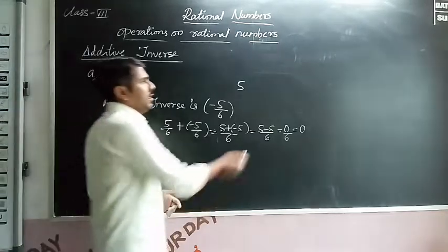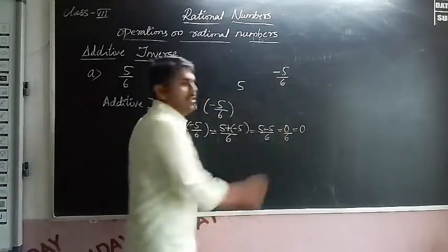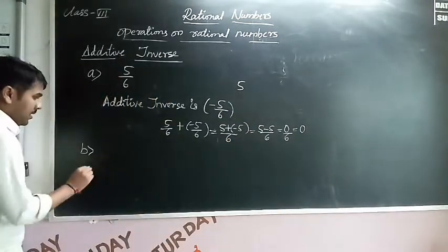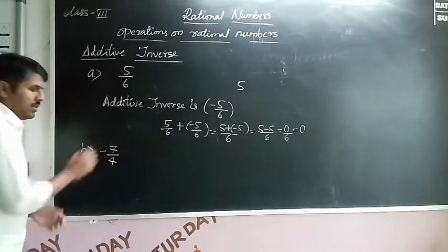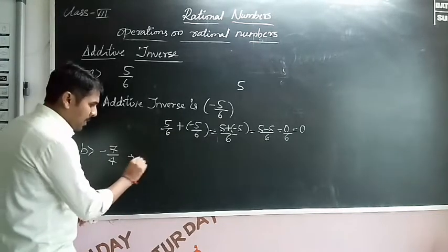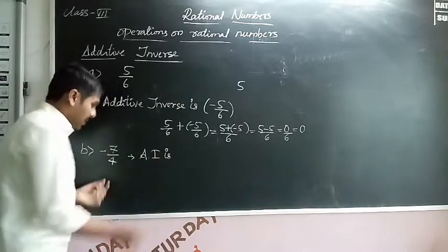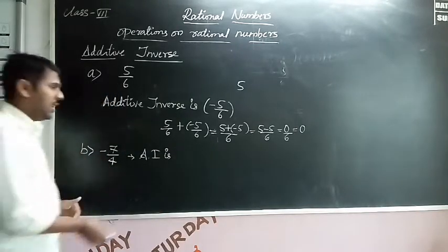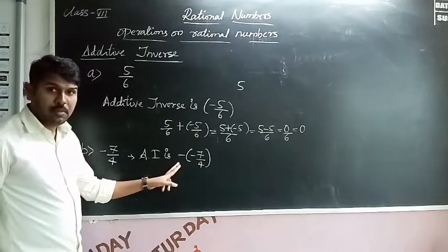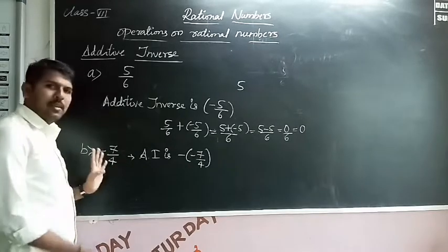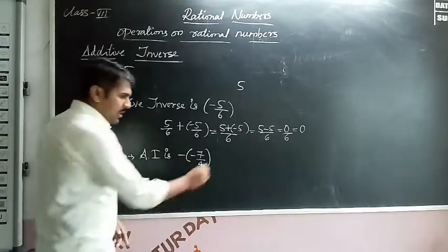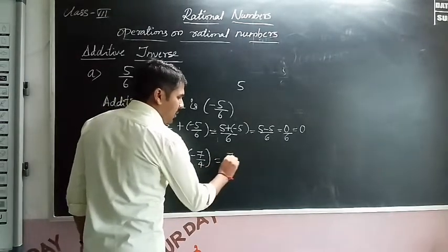If they give minus 5 by 6, find the additive inverse of this number. Otherwise I will take another example: minus 7 by 4. How to find the additive inverse of this rational number? The additive inverse is minus of that rational number, so minus of minus 7 by 4. Whatever the rational number is, you should multiply it by a minus sign. So minus into minus is plus, isn't it? You will get 7 by 4.